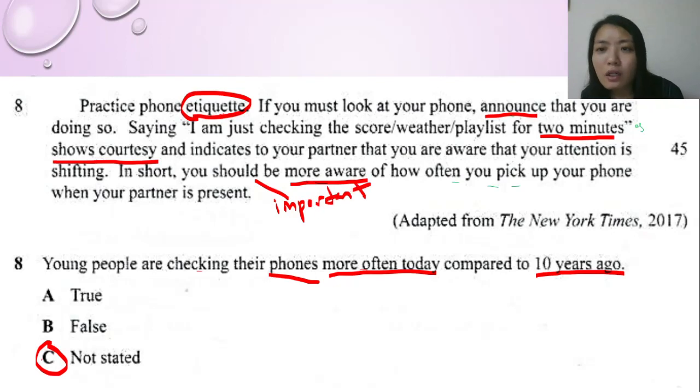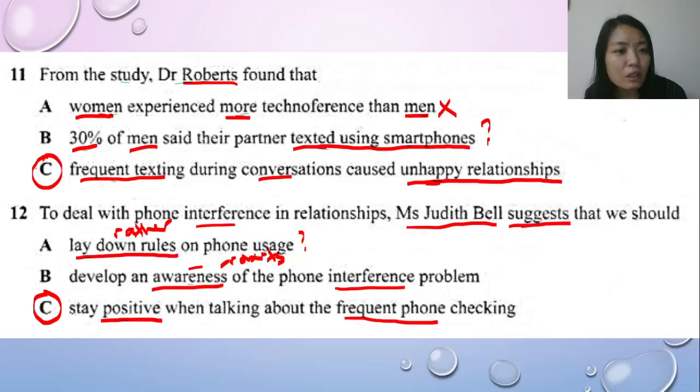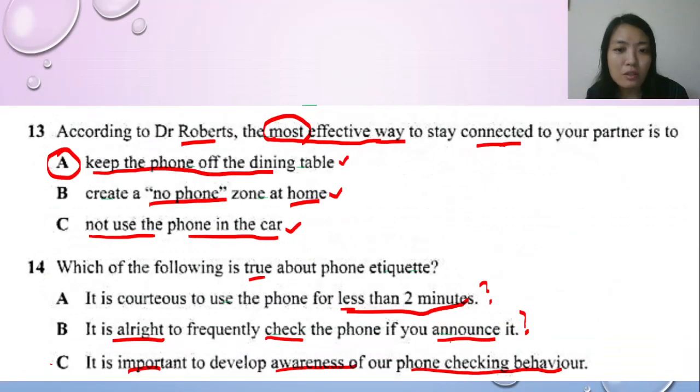Okay. So among these three options, I would say that the one that is probably the most true is that it is not to use it for less than 2 minutes. It just sounds a bit funny, this whole sentence. This one is alright to frequently check. It's actually not really alright.